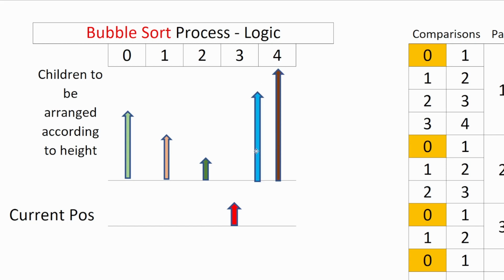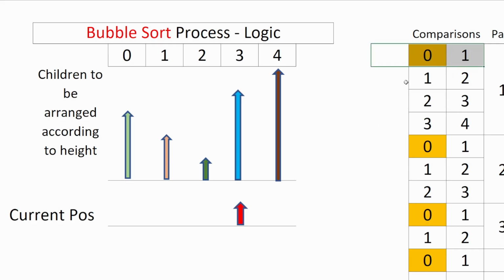After the last swapping is done, you can see this is the last swapping that needs to be done. I don't need to go and stand beside child number 4 and figure out whether the next child is shorter or smaller because this is the last one. So we will be comparing elements 0 and 1, then 1 and 2, then 2 and 3, and then 3 and 4. And once these four are done, this is called the first pass.